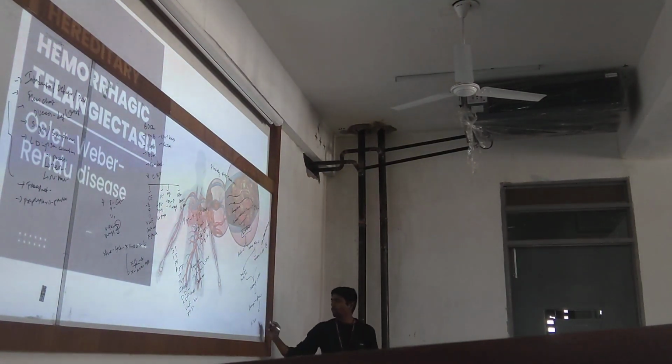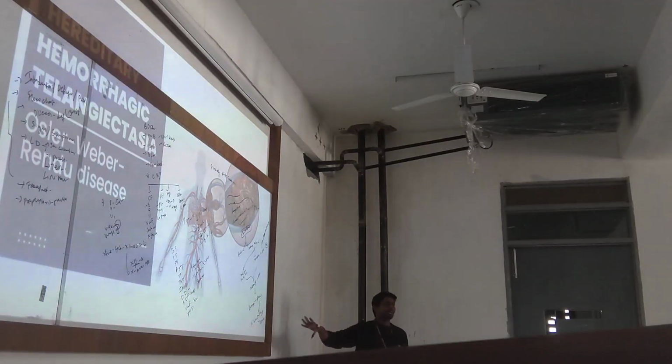Plasmin will degrade fibrin to two products. What are those two products? Fibrin degraded products and D-dimers. This is a fibrinolytic mechanism.